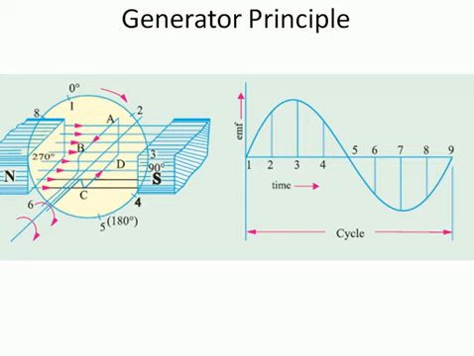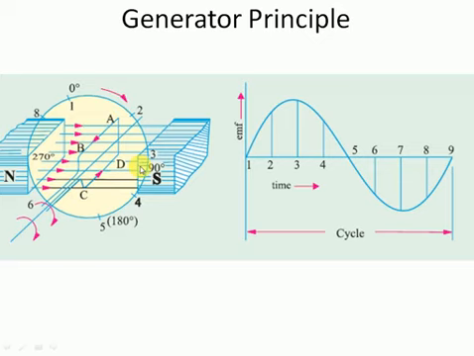Now let's consider this coil is rotating in clockwise direction, and now the coil has moved from position 1 to position 3. Let's consider position 3 now. As this coil side AB is rotating from position 1 to position 3, it completes 90 degrees of rotation. So as it is passing through position 3, this coil side AB will have minimum flux linkage.